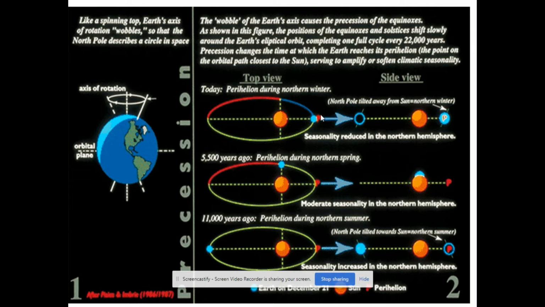The positions of the equinox and solstices shift slowly around the Earth's ecliptical orbit, completing one full cycle about every 22,000 years, right? You see different calculations. Precession changes the time at which the Earth reaches its perihelion, serving either to amplify or reduce climatic seasonality.